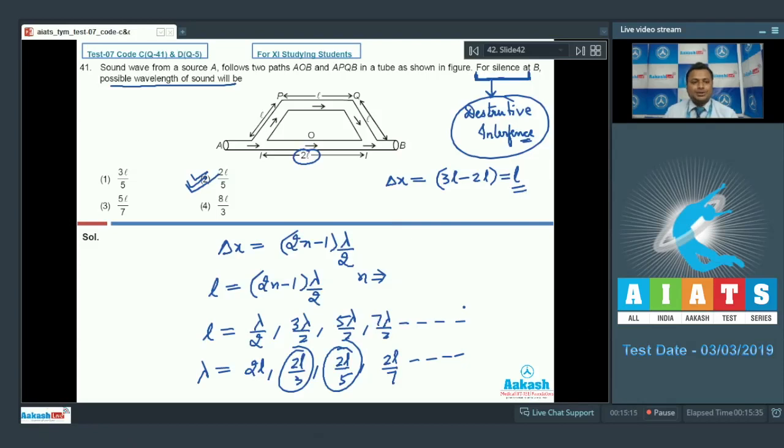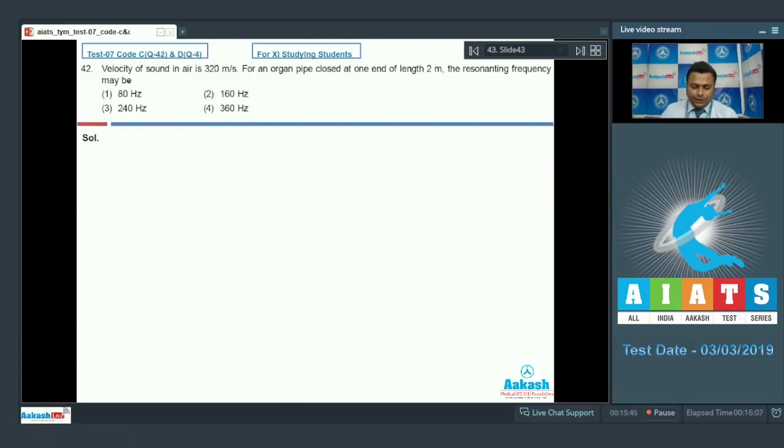Now let us proceed to the next question, that is question number 42. Here is question number 42. Velocity of sound in air is 320 meter per second. For an organ pipe closed at one end of length 2 meter, the resonating frequency may be what? Now we have to talk about the resonating frequency, and the case is closed organ pipe. We know that the harmonic frequency for a closed organ pipe is given by 2n plus 1 V upon 4 times L, where V is the speed, L is the length of tube.